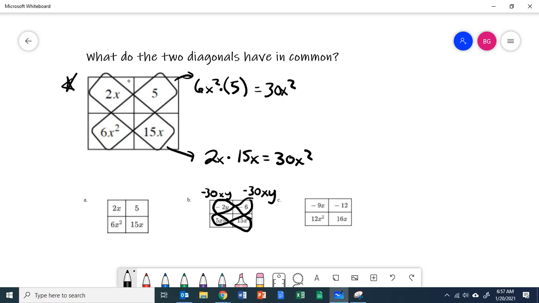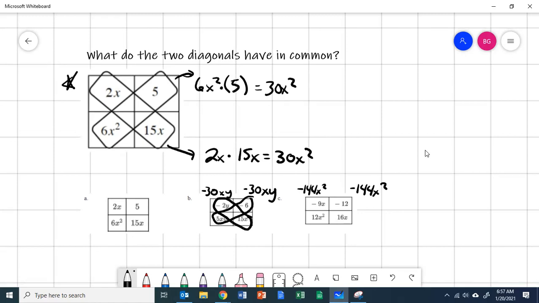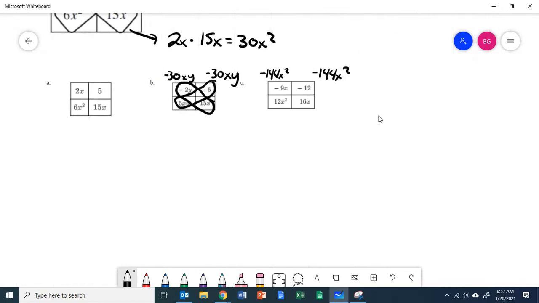You can check it on C if you'd like. So you could pause it and check this. I'll tell you, it'll work. You should get negative 144x squared for each of those diagonals. So that's something unique about these that we're going to use here. That's something that we need to keep in mind when we're factoring.